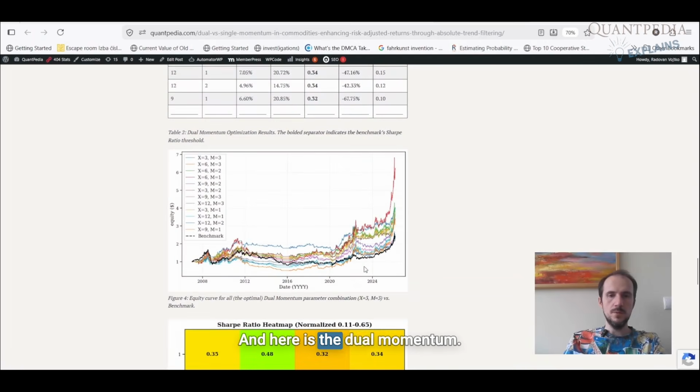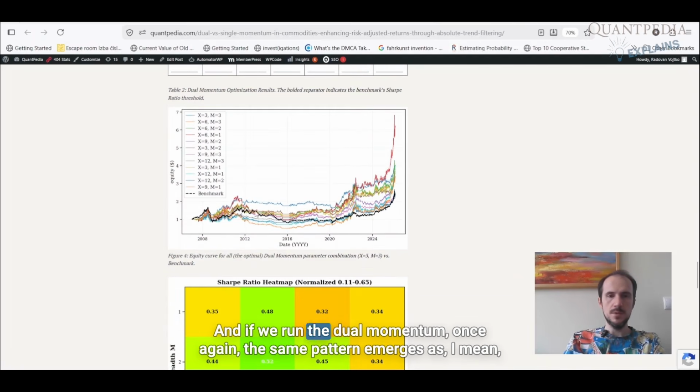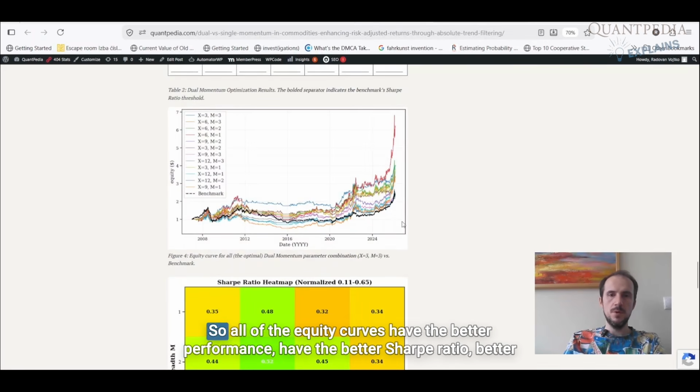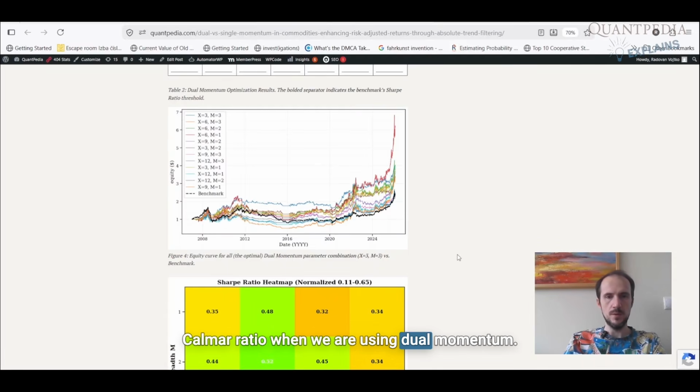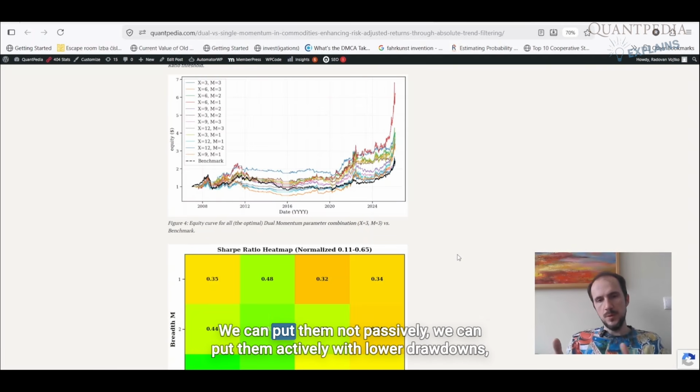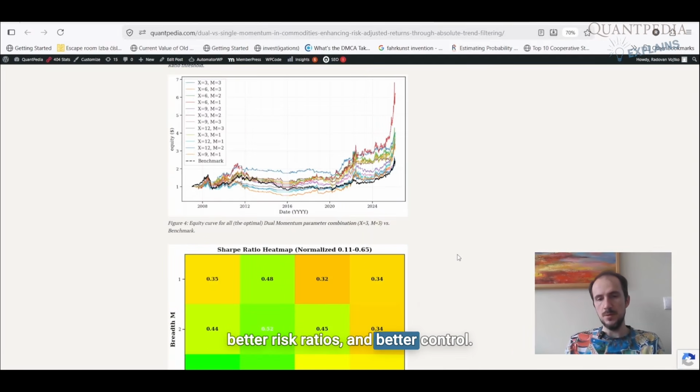And here is the dual momentum. If you run the dual momentum, once again, the same pattern emerges as in the multi-asset portfolio. So here are the commodities. All of the equity curves have better performance, a better Sharpe ratio, and a better gamma ratio when we are using dual momentum. So we can put commodities into our portfolio. We can put them not passively, we can put them actively with lower drawdowns, better risk ratios, and better control.